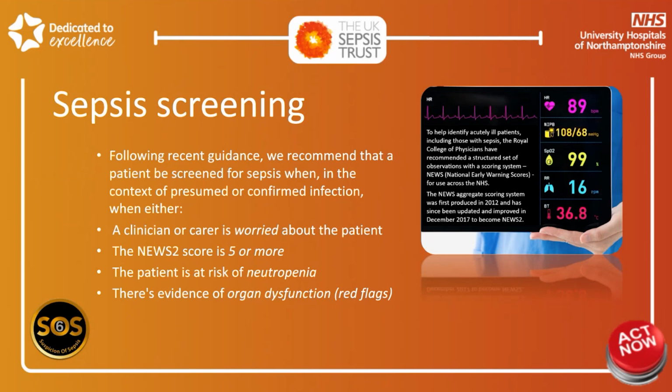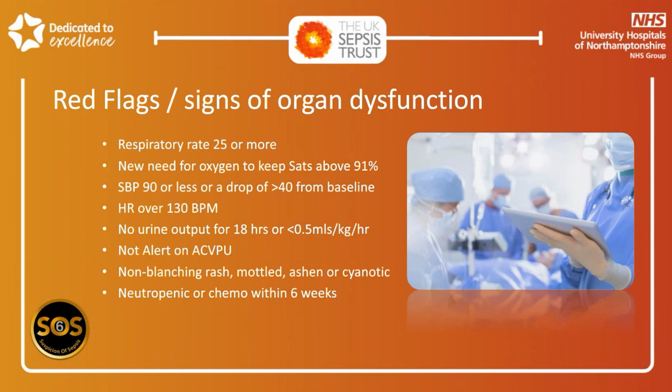These include a clinician or carer is worried about the patient, the NEWS2 score is 5 or more, there's evidence of organ dysfunction or red flags, so a 3 in 1 parameter of the NEWS2 score, or there is a risk of neutropenia. Those red flags include a respiratory rate of 25 or more, or a new need for oxygen to keep the SATs above 91%. Both of these are a sign of respiratory dysfunction. A systolic blood pressure 90 or less, or a drop of 40 from their normal baseline, or a heart rate over 130 beats per minute are both a sign of cardiac dysfunction.